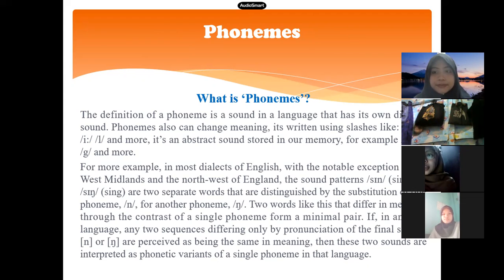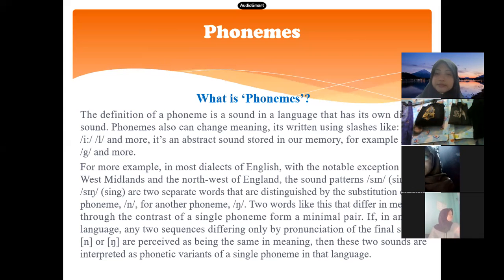Phonemes can also change meaning. This writing using symbols is an abstract sound stored in our memory. For more examples, in most dialects of English, with the exception of the West Midlands and the northwest of England, the sound patterns sin and sing are two separate words that are distinguished by the substitution of one phoneme for another phoneme.